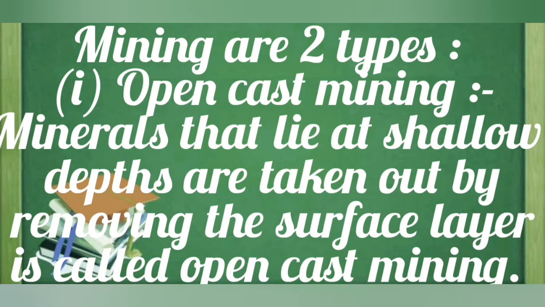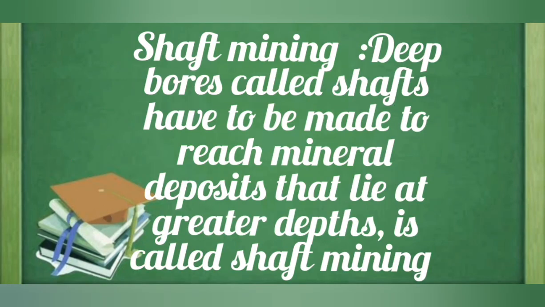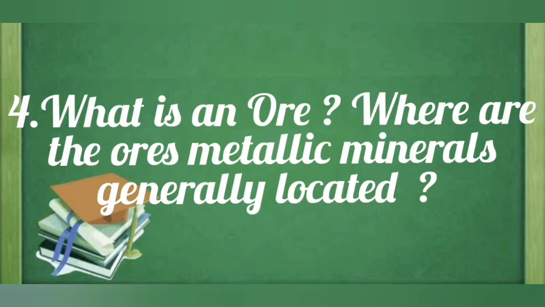Mining is of two types. First, open cast mining. Minerals that lie at shallow depths are taken out by removing the surface layer, which is called open cast mining. The next is shaft mining. Deep bores called shafts have to be made to reach mineral deposits that lie at greater depths. This is called shaft mining.